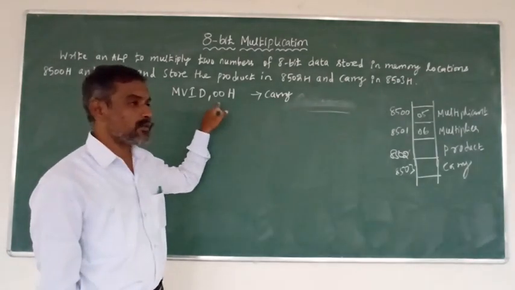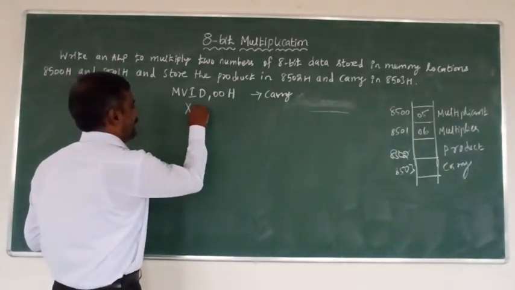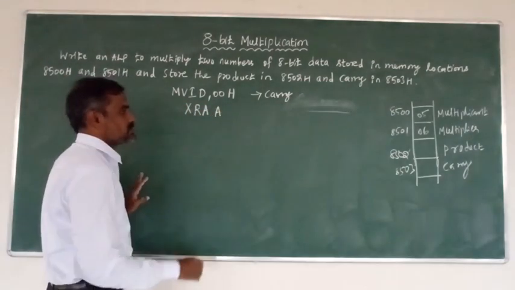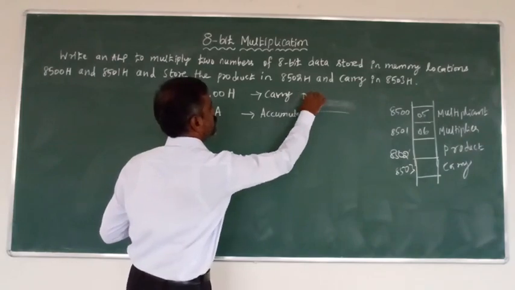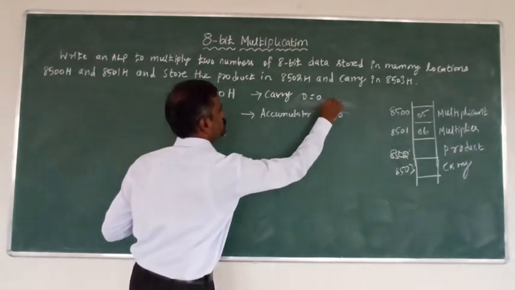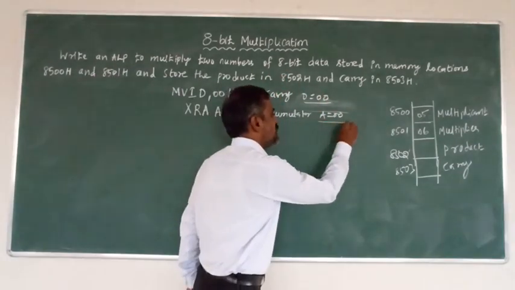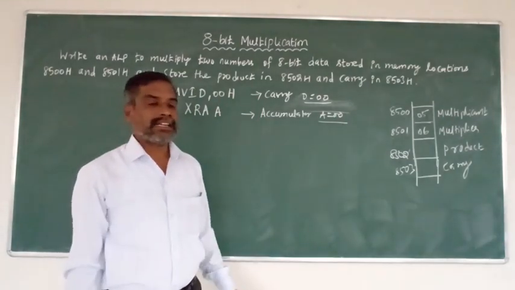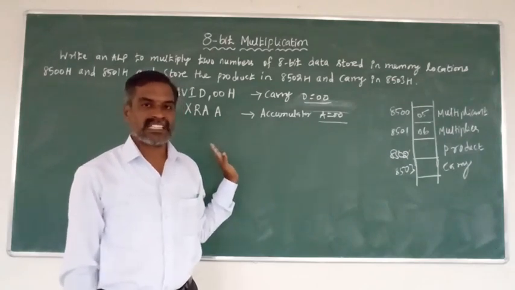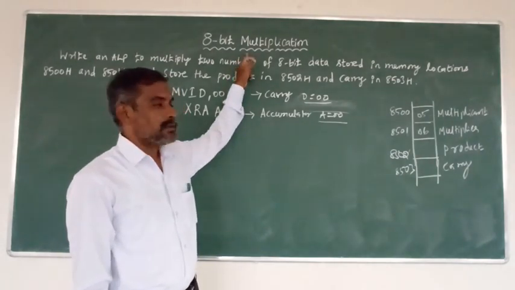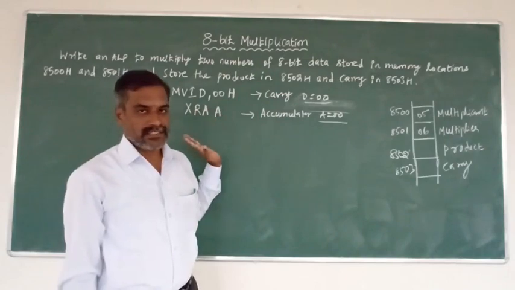We have to increment the carry register content. For that, clear any one register, suppose D register 00, and clear the accumulator A register 00. D equal to 00 and A equal to 00. D is to save the carry status, and accumulator 00 is because we initially add the accumulator 0 with any one register data. This is the basic procedure for multiplying two 8-bit data.